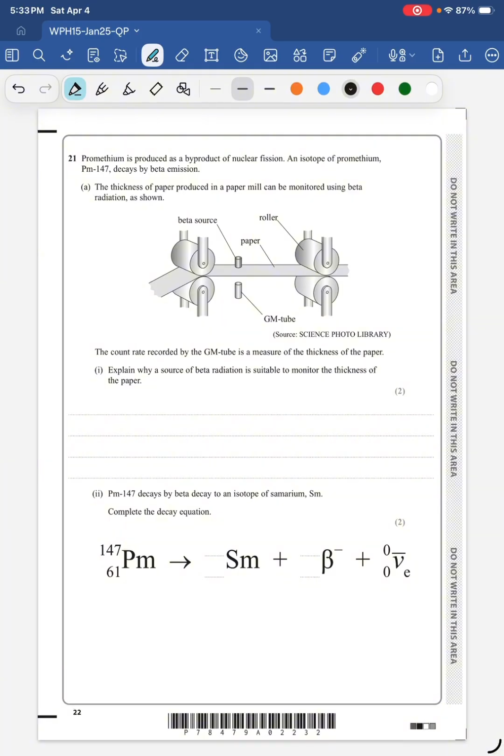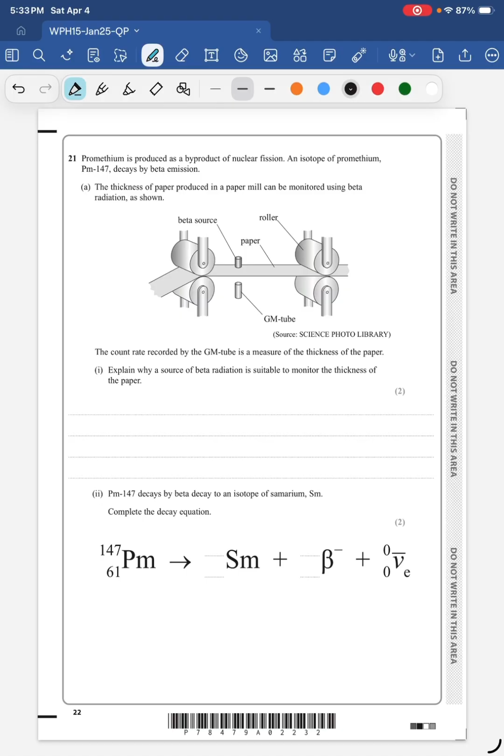Okay, now question 21. Promethium is produced as a byproduct of nuclear fission. An isotope of promethium, PM147, decays by beta emission. The thickness of paper produced in a paper mill can be monitored using beta radiation as shown. The count rate recorded by the GM tube, the Geiger-Müller tube, is a measure of the thickness of the paper. Explain why a source of beta radiation is suitable to monitor the thickness of the paper.